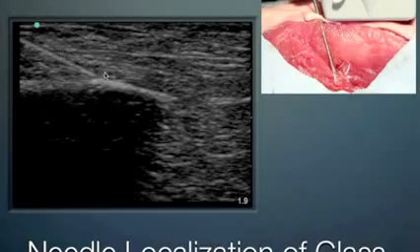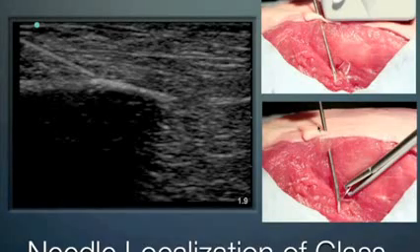Here's the needle that comes down to the glass, and then the device to grasp the glass comes down over here, and basically these two things come together, and that's where the foreign body, in this case glass, is. So one needle can be useful for that.